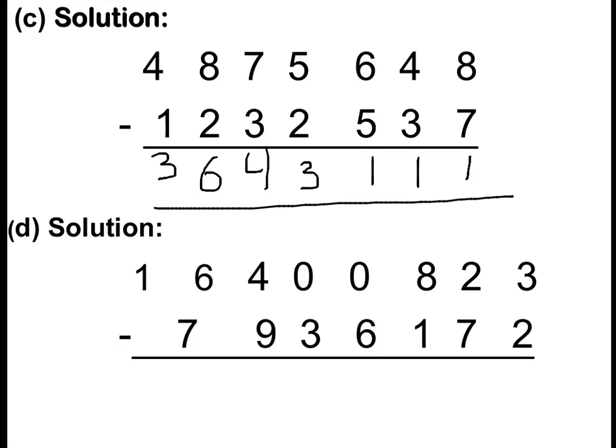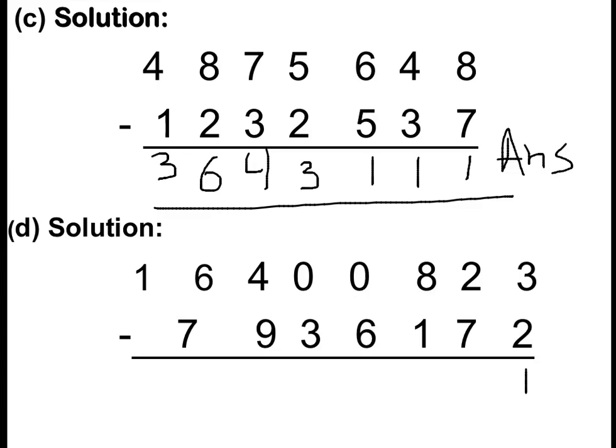So the answer of part C is 3,643,111. This is the answer. Now part D. The value of part D is, student, value of part D is 16,400,823. We will subtract 7,936,172. So 3 minus 2 is equal 1.